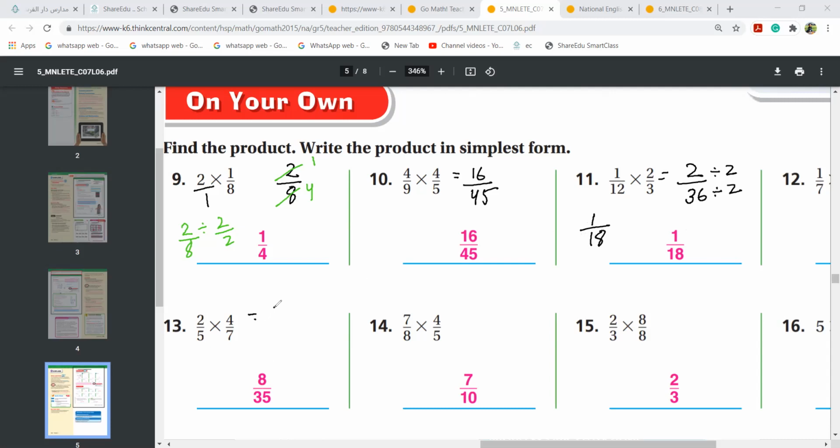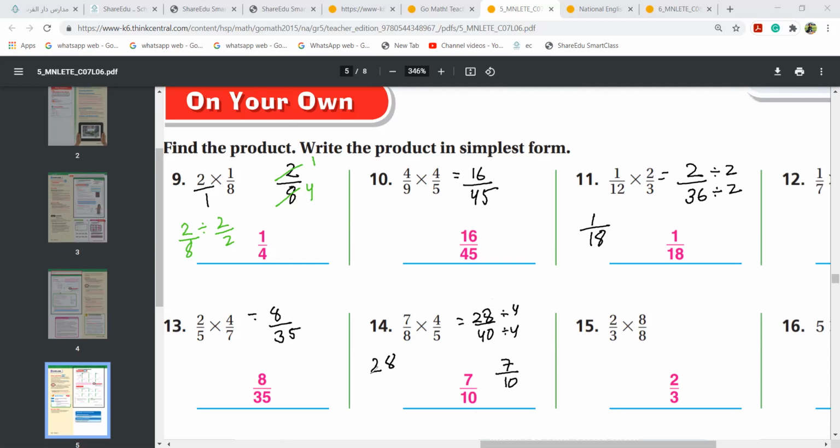Two times 4, 8 and 35. This is direct. You cannot further do it. This one, 28 over 40. Girls, 28 and 40. Which timetable do they come together in? 4. When will you know this, that they come in the 4? When you know the timetable very well, that 4 times 7 is 28 and 4 times 10 is 40. You got the answer.